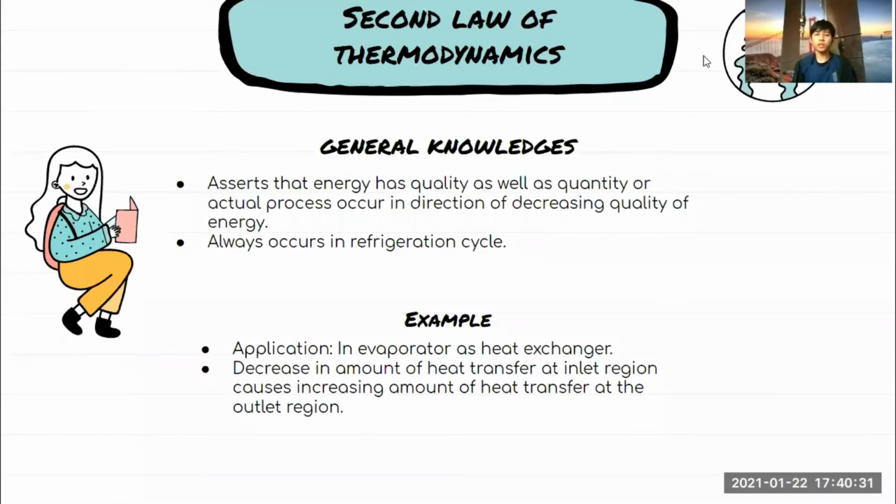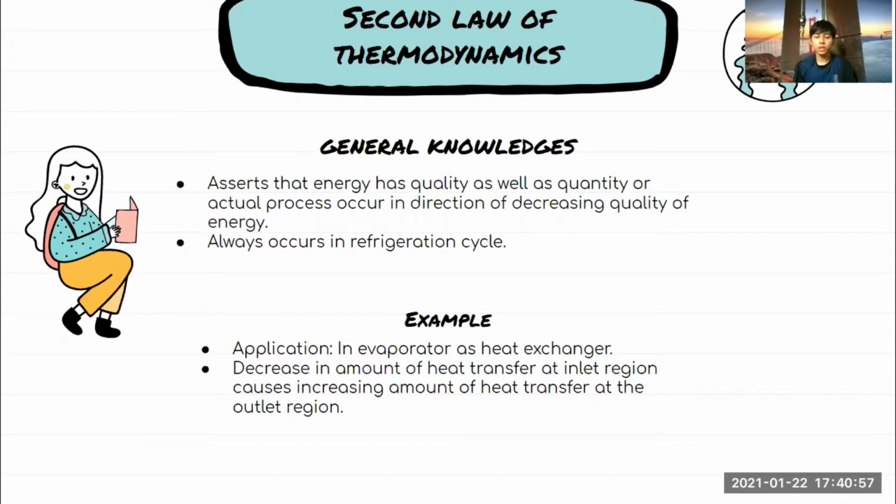Next, I would like to explain the second law of thermodynamics. As general knowledge, the second law states that energy has quality as well as quantity, and the actual process occurs in the direction of decreasing quality of energy. This occurs in the refrigeration cycle, which involves a high temperature when it receives heat, and a lower temperature when it rejects the waste heat.